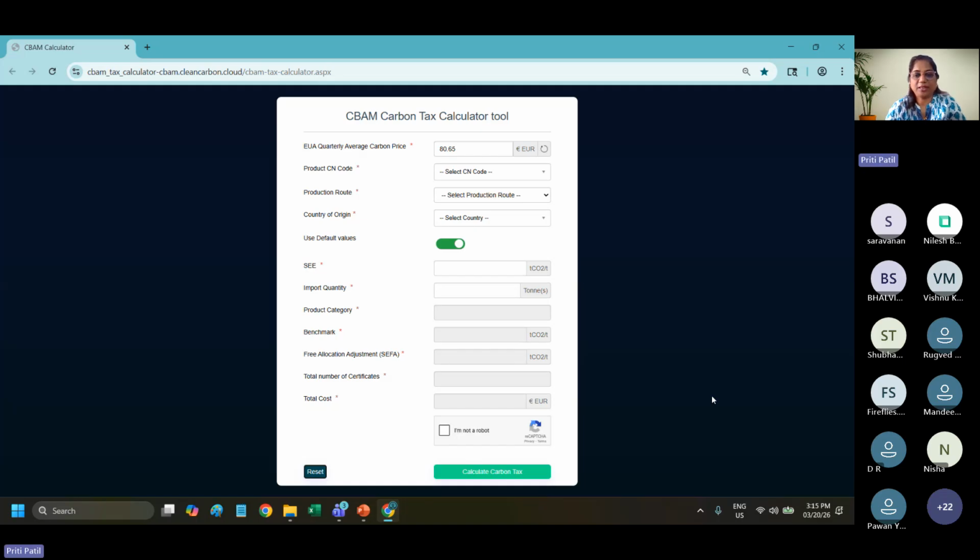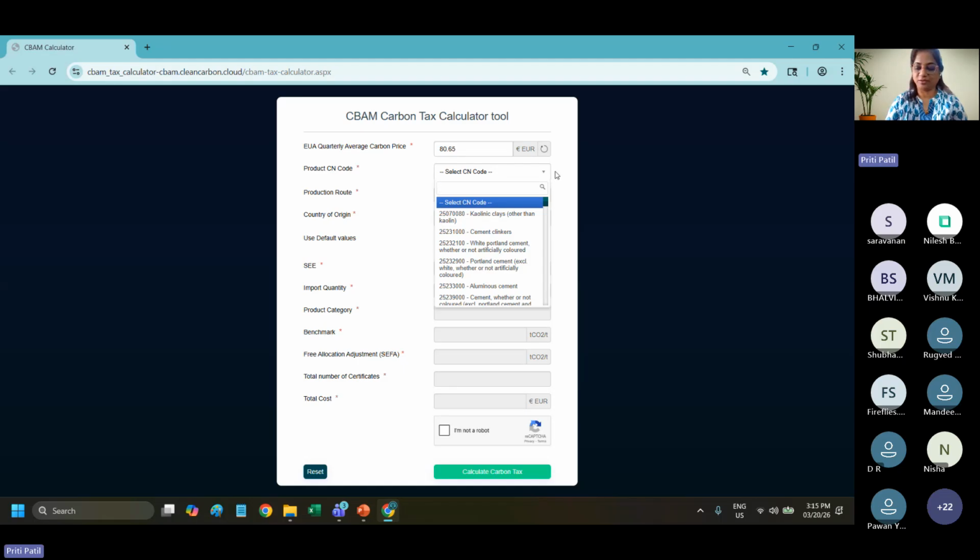So this is the CBAM tax calculator that we have. Here you can see the default value we have set is 80.65. You can change it here. You can reduce it or increase it to see how it impacts your CBAM cost. Then you need to enter the product CN code. Let's enter 732690. Articles of iron and steel.